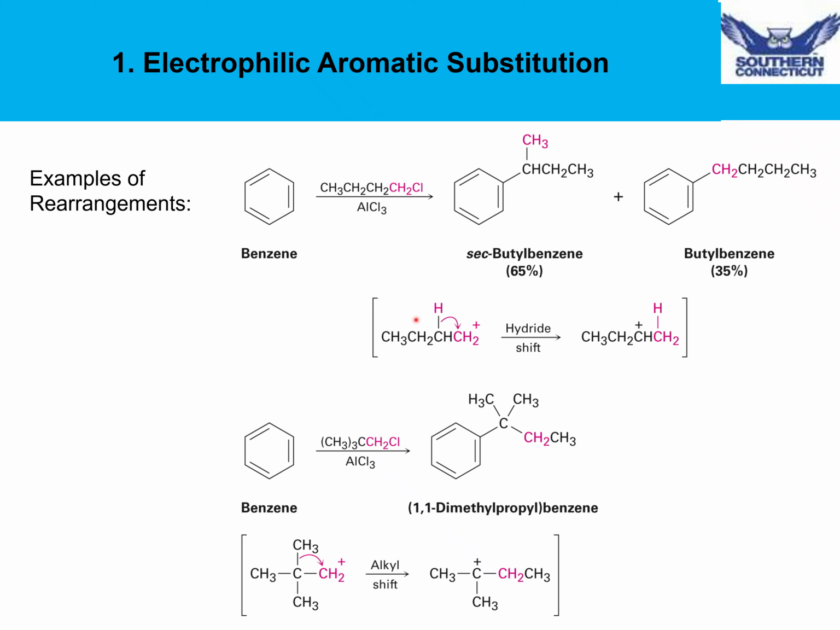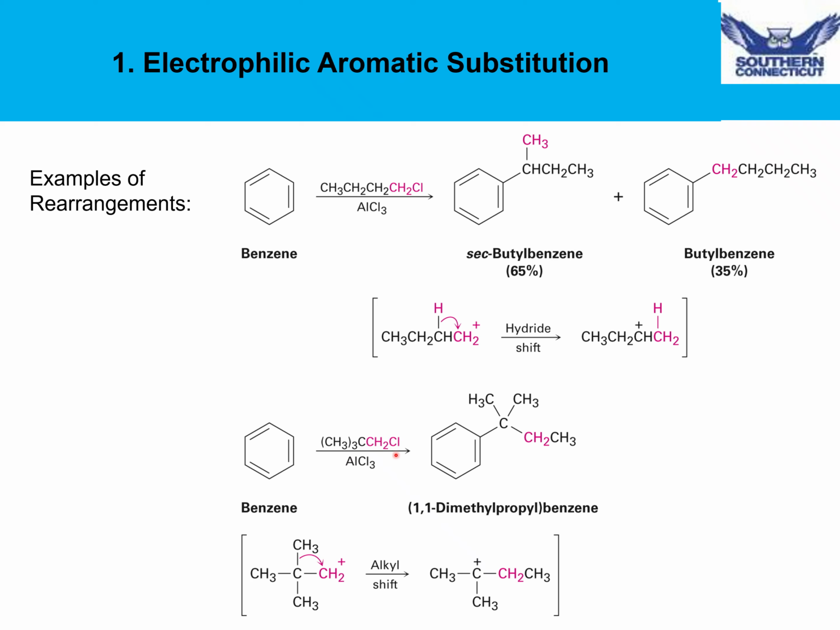So this is the initial carbocation after the chloride is removed. It's a primary carbocation, which can undergo a hydride shift so that the adjacent carbon has a hydrogen that can shift over with the electrons in that bond, forming this secondary carbocation. And if that secondary carbocation is attacked by benzene, we will get the rearranged product we see here.